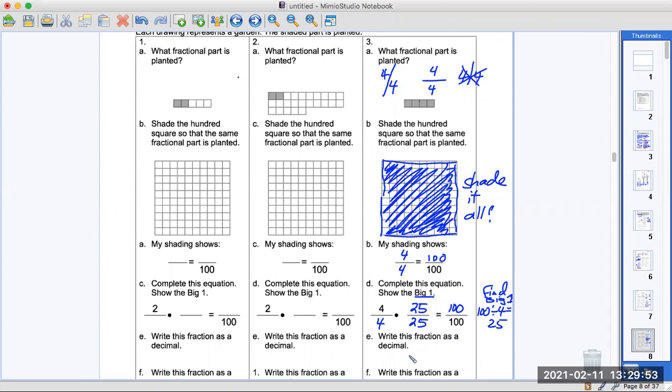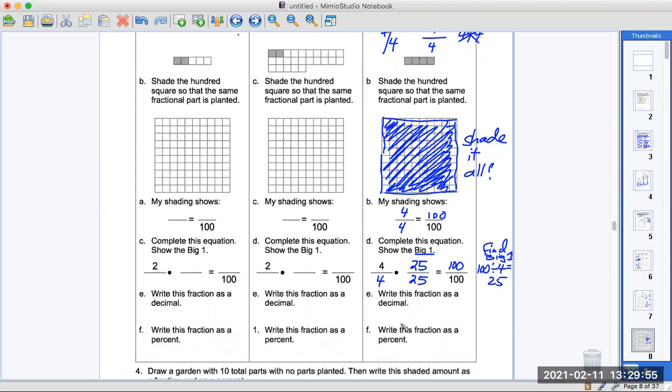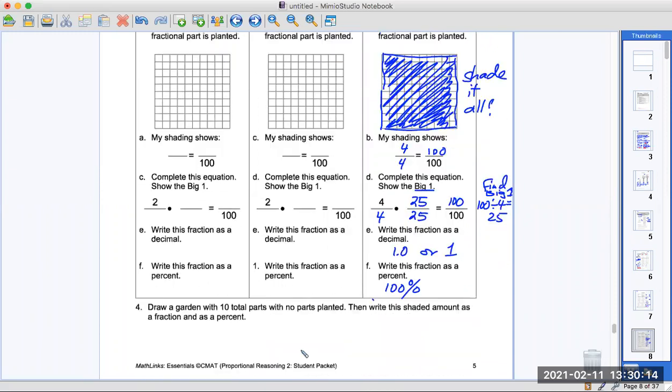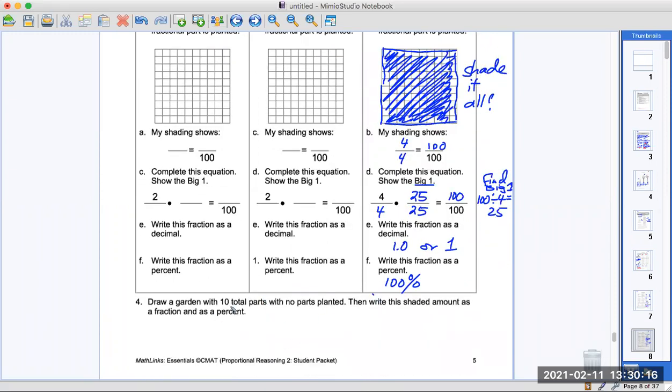Write this fraction as a decimal. 100 divided by 100, it's 1. Or simply 1. So the number 1 is always 100%. And write it as a percent, 100%. So that's it, then there's a little question down here for you.